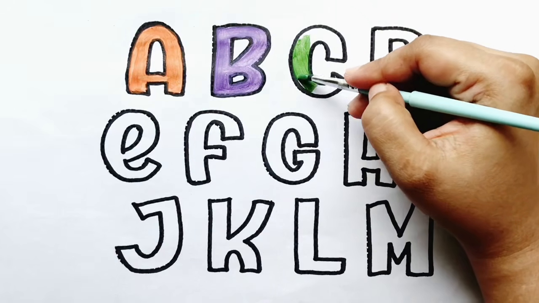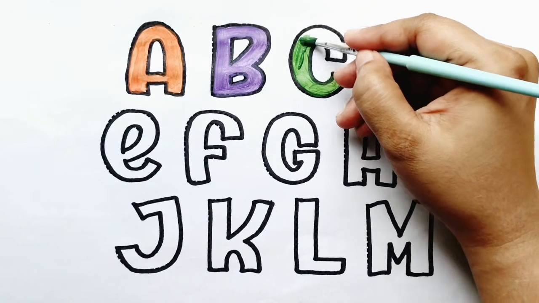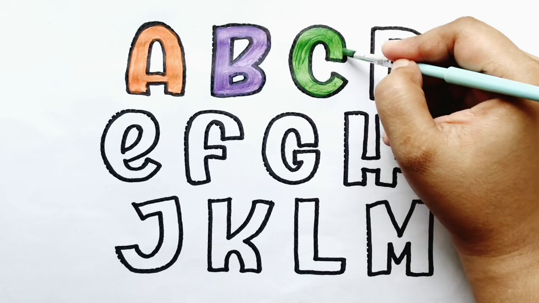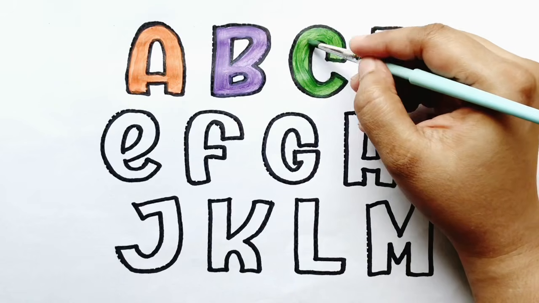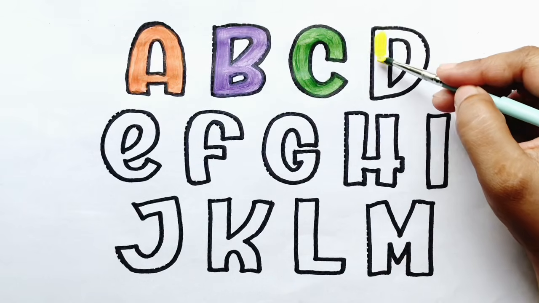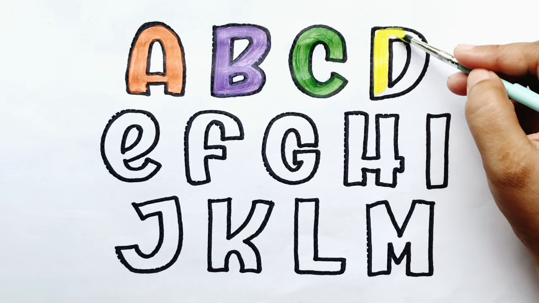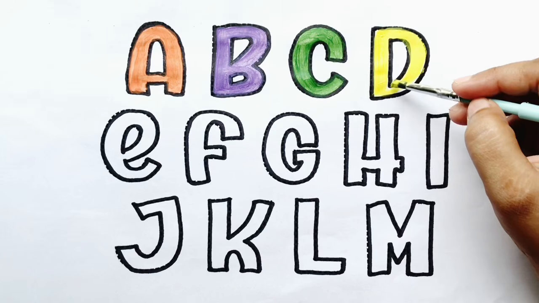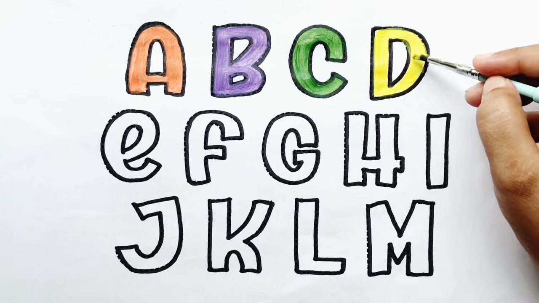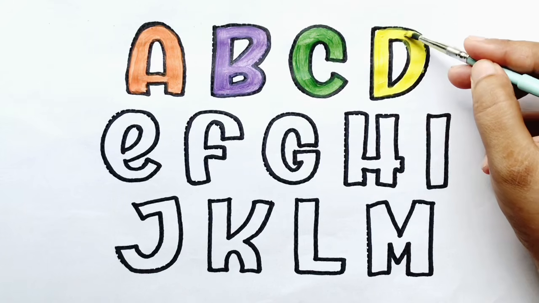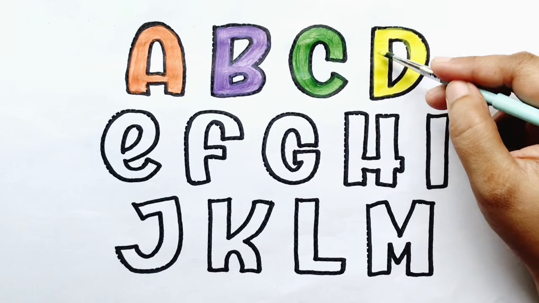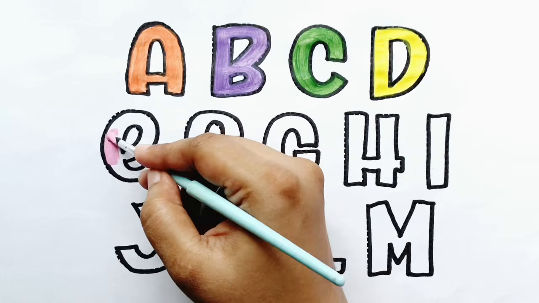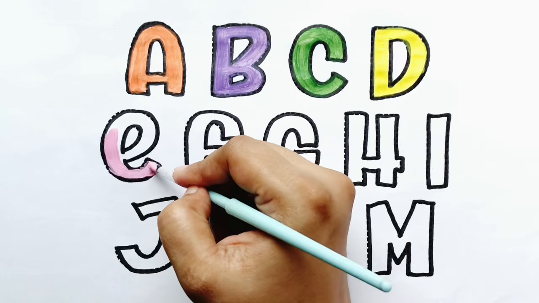Green color capital letter C for cherry. Yellow color capital letter D for donut. Light pink color E for elephant.